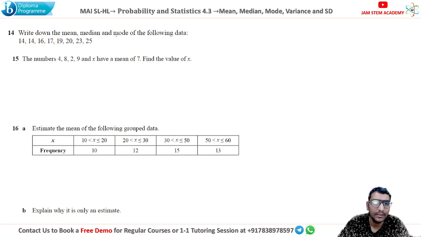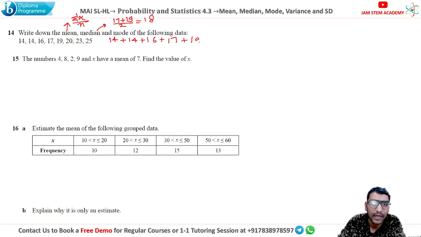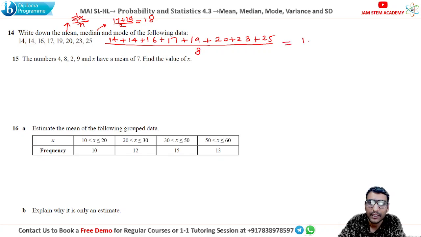The median will be given by the average of the two middle terms. So, take 17 and 19 for the median: 17 plus 19 divided by 2 comes out as 18, which is the median value. Now, for the mean, the mean is given by the sum of all observations divided by the total number of observations. So all you have to do is add up all the numbers: 14 plus 14 plus 16 plus 17 plus 19 plus 20 plus 23 plus 25, whole divided by the total number of terms, 8. That gives us 18.5 as the mean or the average value.